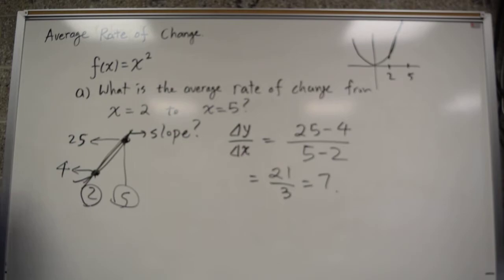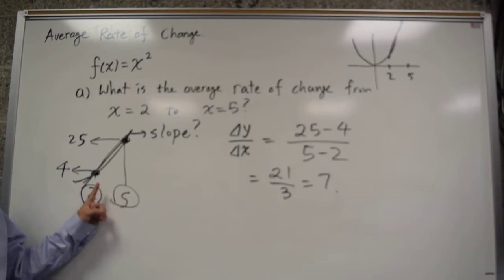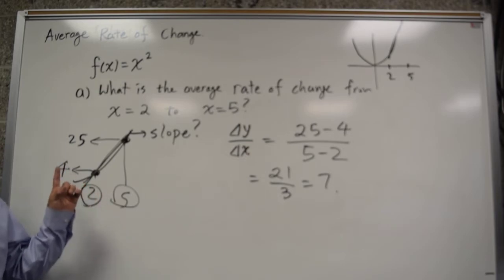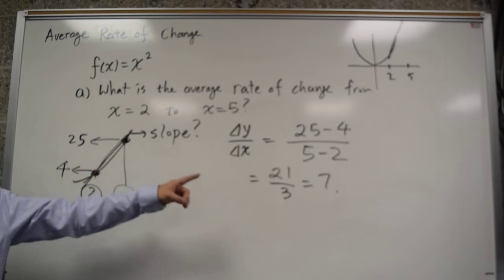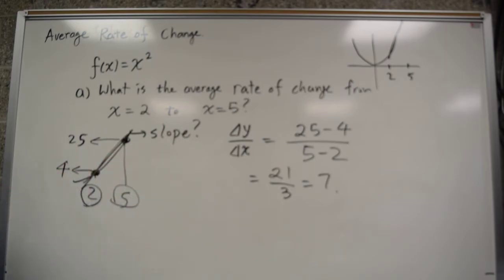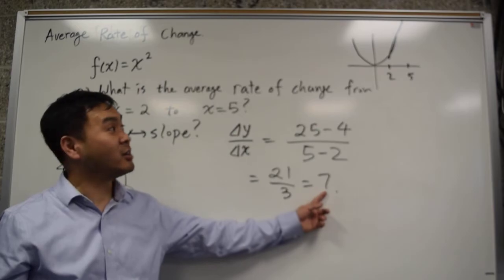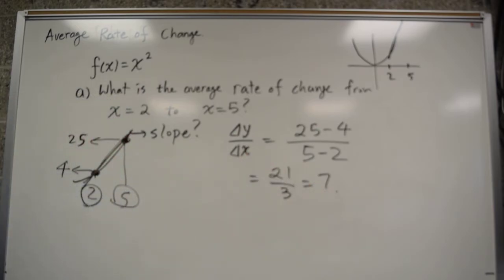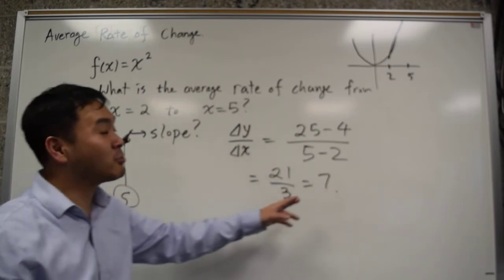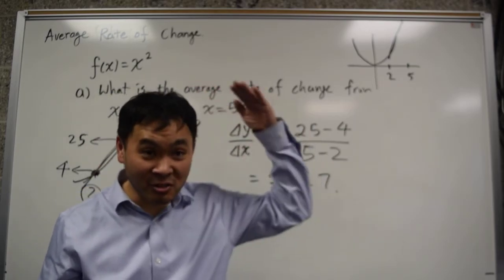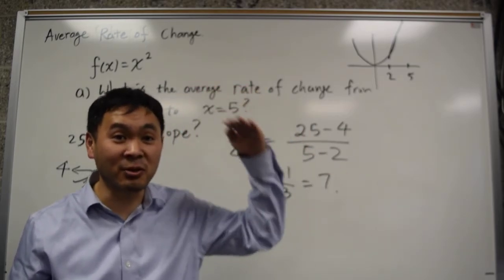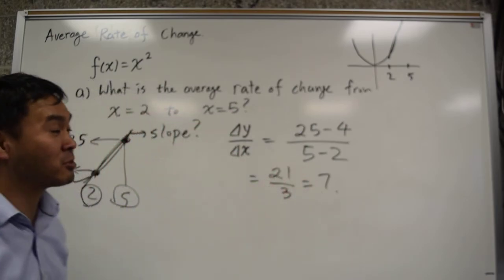In other words, on the average, as you move from 2 to 5, every increase of 1 for x will bring about a 7 increase in y. That's what this means. That's the average rate of change. Now, if this average rate of change is positive, is the function increasing or decreasing? Increasing. If that's negative, what do you think? Negative slope means this, so the function is decreasing. That's how it's related to the second question.